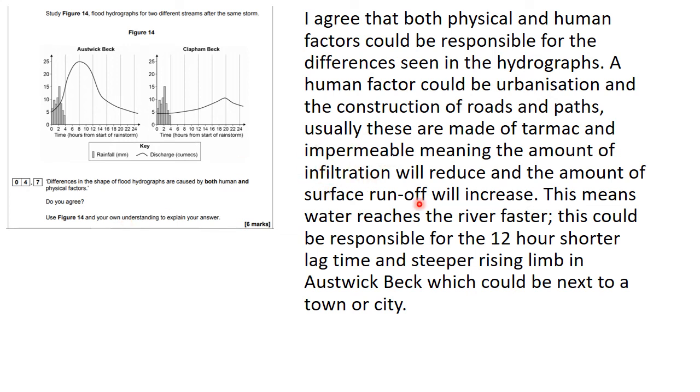A human factor could be urbanisation, construction of roads and paths, and they're usually made out of tarmac. Right, keywords. Impermeable means the amount of infiltration will reduce, and the amount of surface runoff will increase. You've used all the proper terminology here. You are going to pick up lots and lots of marks in the hat or in the bag here when the examiner looks back over this and goes, oh, they have used the correct terms. This means water reaches the river faster. Now I'll just pause it there, where hopefully the laser point is lined up.